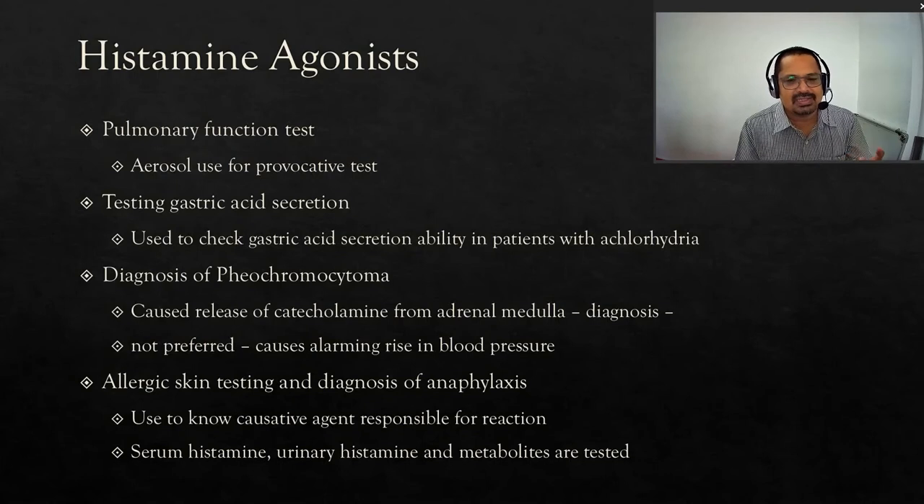Whenever the gastric acid secretion ability of the patient is highly reduced, it is checked by giving a histamine agonist. It is also used as a diagnostic test for pheochromocytoma, since it causes release of catecholamine from the adrenal medulla. So to test whether the patient has pheochromocytoma or another condition with an elevated catecholamine level, the histamine agonist is also given.